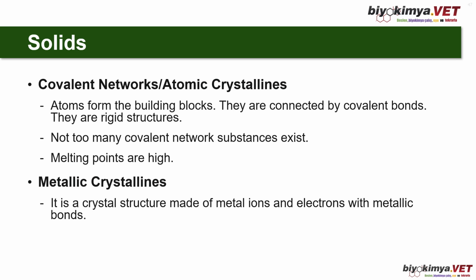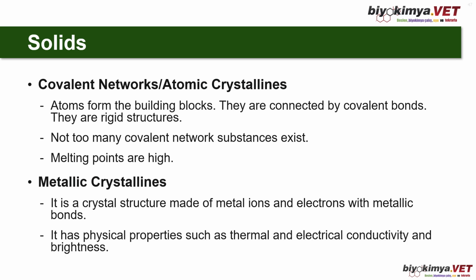Metallic crystallines. It's a crystal structure made of metal ions and electrons with metallic bonds. Metallic crystallines have physical properties such as thermal and electrical conductivity and brightness, such as sodium metal, magnesium metal, silver, and gold.